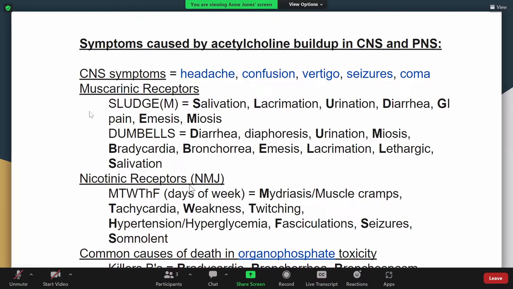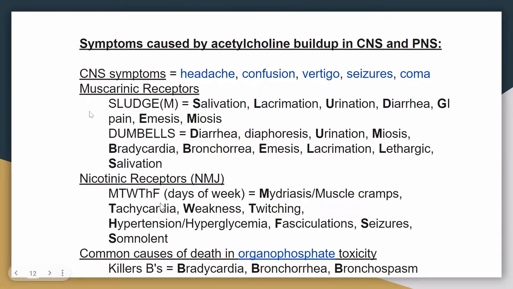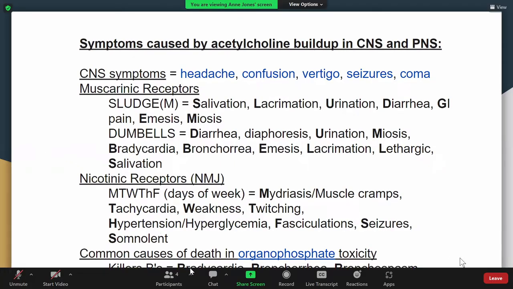When our nicotinic receptors are hit, we get the mnemonic, the days of the week: Monday, Tuesday, Wednesday, Thursday, Friday, or mydriasis, muscle cramps, tachycardia, twitching. Basically, I think of the nicotinic symptoms as what happens when you give someone succinylcholine, when you paralyze them, you see those muscle fasciculations, because they're having so much muscle stimulation and contractions, and then they become paralyzed. So that's nicotinic. And the common causes of death in organophosphate toxicity are the killer Bs: bradycardia, bronchorrhea, and bronchospasm.